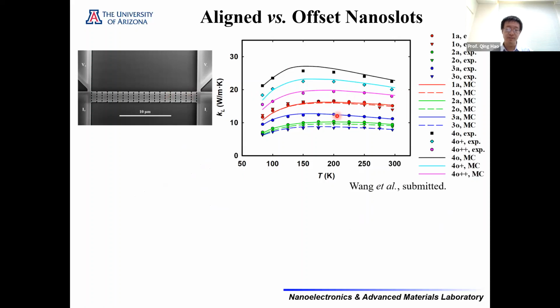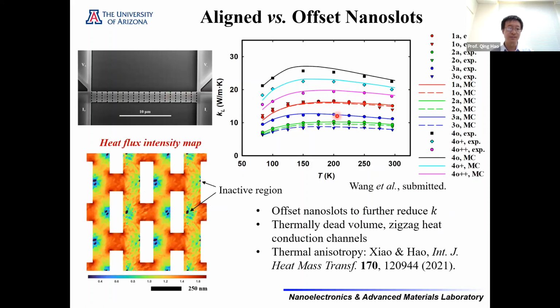And our focus right now has shifted to further reducing the thermal quantity simply by offsetting the adjacent rows of nanoslots, right? So in the left image, I'm showing you the heat flux intensity distribution. We can see that in this offset nanoslot pattern, basically heat conduction is along some zigzag channels. We have certain regions with very small heat flux, right? So those regions are inactive in heat conduction. They are basically called thermally dead volume.